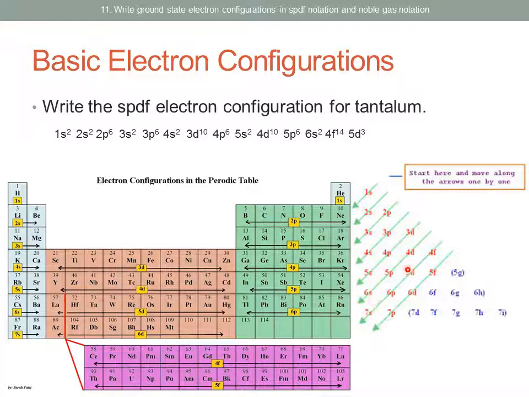our order here. We went through each arrow, we filled the 6s. If we go to the next arrow, that cuts through the 4f, so the 4f fills after the 6s. Recall we can put 14 electrons in an f sublevel. If we count up all these electrons, we will in fact get to 73. Again, you want to count those up once you're done to make sure you've done it right.